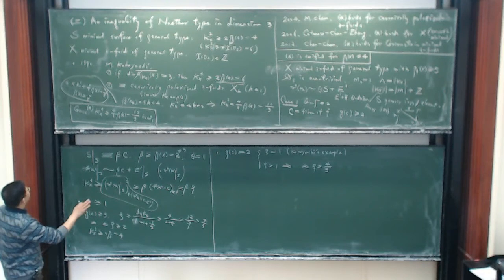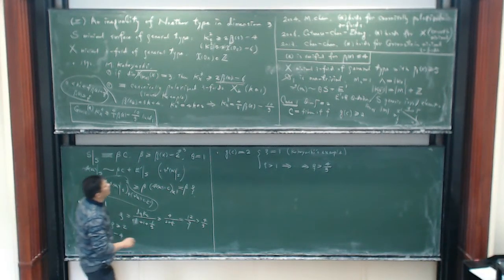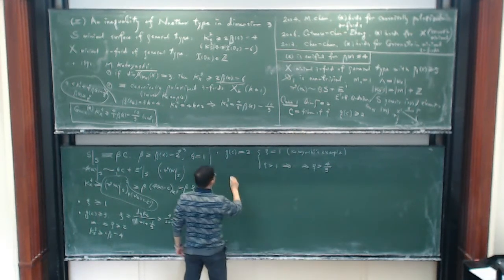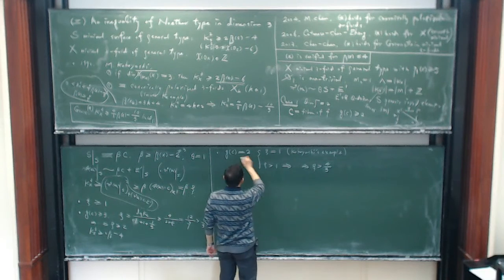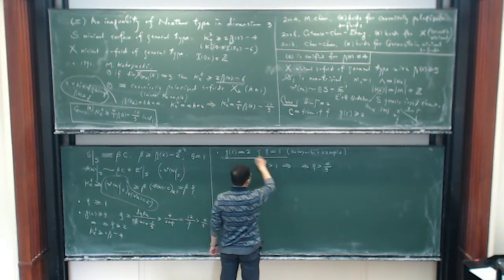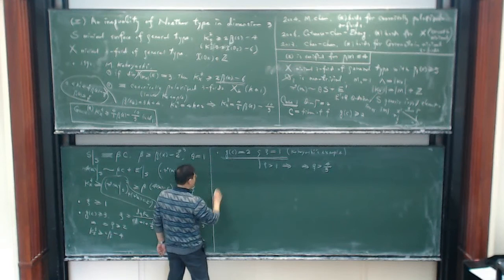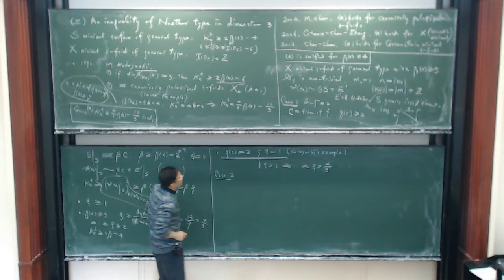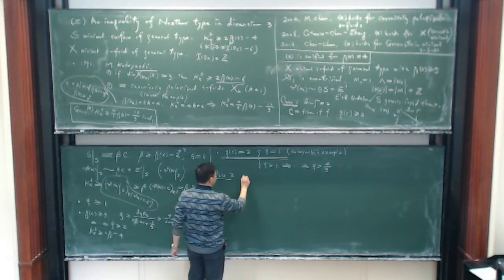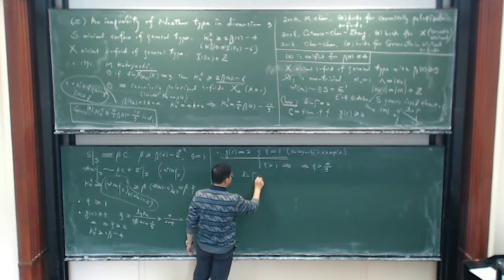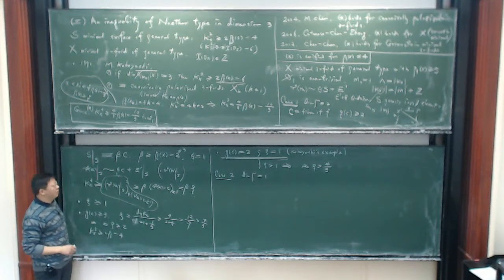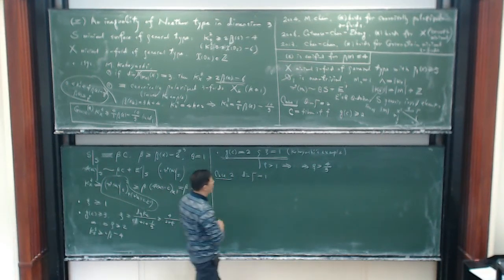So this is the first case. Let me do case 2. I left one case open here. So case 2. Case 2 is that the dimension of gamma equals 1. So in this case, we have some more situations.